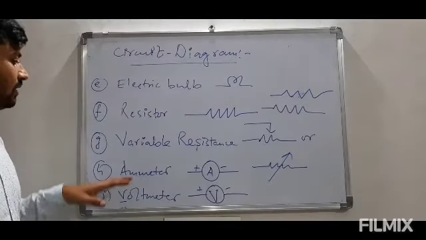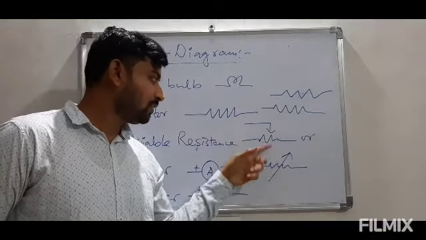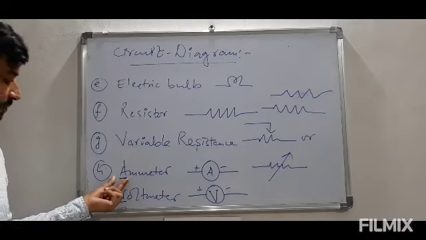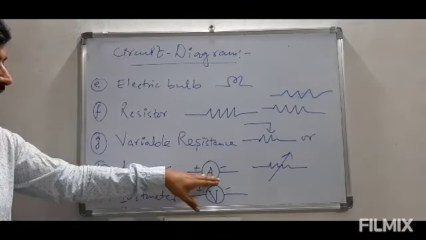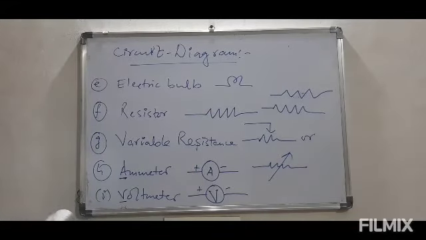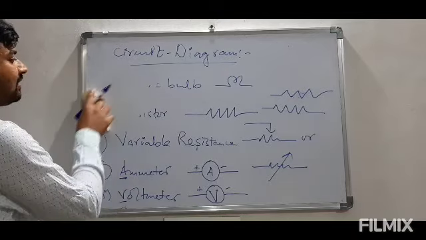This way we can draw. Variable resistance is resistance and then arrow. Both the ways are there to represent. Then ammeter and voltmeter, as the name start with A and V, they are inside a circle, A and V. These are the symbols which we use to draw circuit diagram in an electrical circuit.